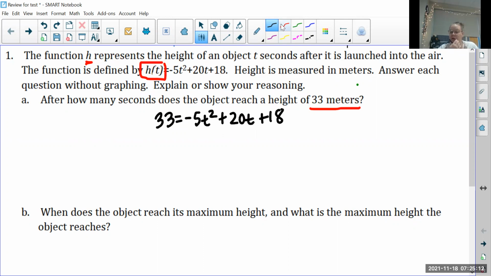So there's a couple ways you could do it. You could do completing the square, you can do factoring, you could do quadratic formula. If you do factoring or quadratic formula, you need it to equal 0. So I'm going to go ahead and move the negative 33 over to the other side by subtracting 33. So that way I have a 0 on one side. And then I would end up with 18 minus 33 is negative 15.